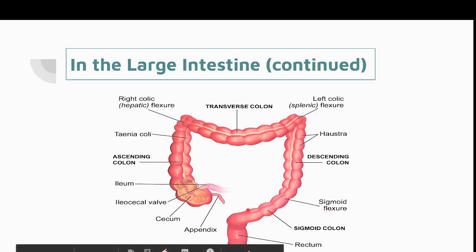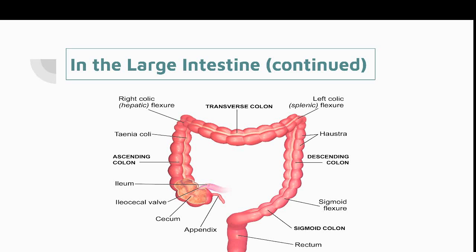Into the large intestine. As you can see, there's a long ribbon-like structure going along the large intestine. This is called the taenia coli. These little bumps are actually called the haustra. They're small sacs.